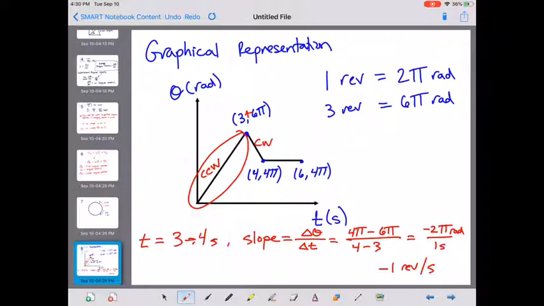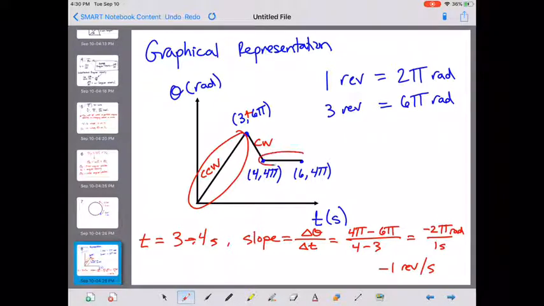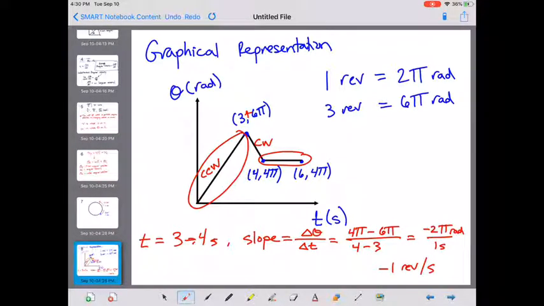All right, so this final section here, you can think of it just like you would in a position versus time graph. In this section on a position versus time graph, my slope is equal to 0, which would mean I would have a 0 velocity. Well, it's the same thing on an angular position versus time graph. My slope is 0, therefore my angular velocity is 0, or 0 radians per second. All right?